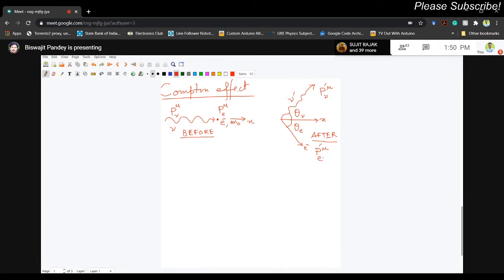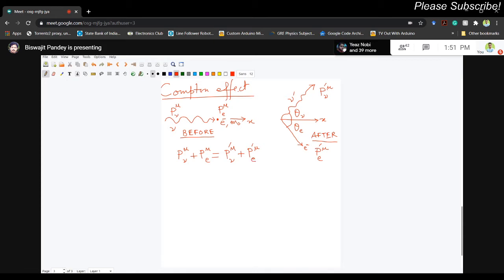And in 4 vector notation, what is the principle of 4 momentum conservation? The 4 momentum of the photon, P mu of the photon, if I add that to the 4 momentum of the electron, that should be the same as the 4 momentum of the photon and electron after the collision. Before and after, we have just a photon and an electron, nothing else, no new particle here. I have given you a couple of examples where new particles may appear, but here there are no new particles.